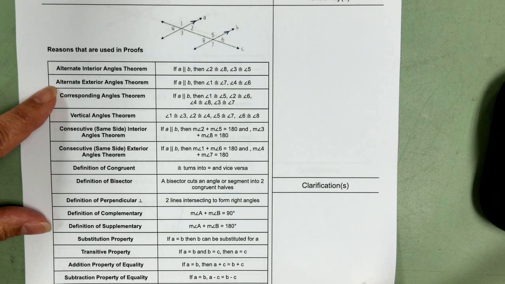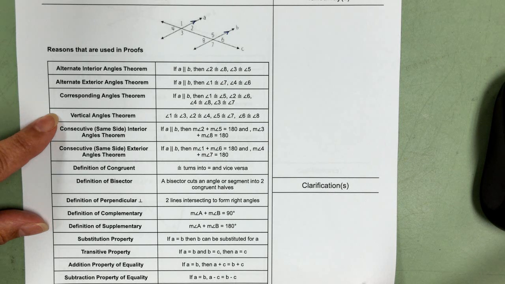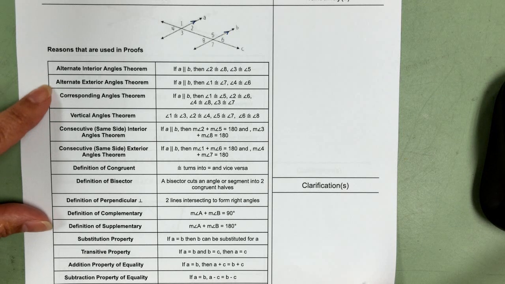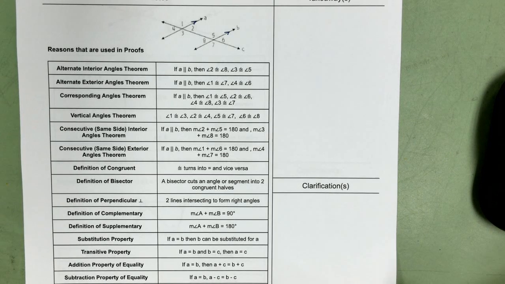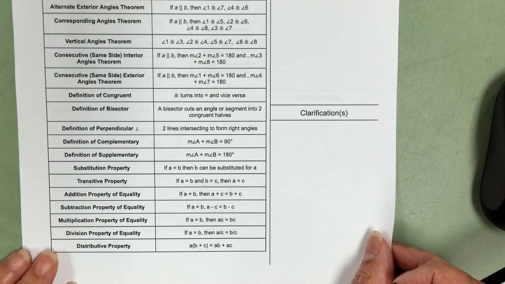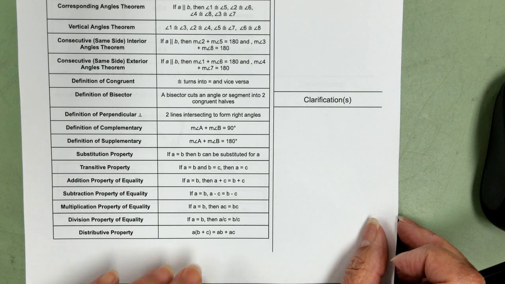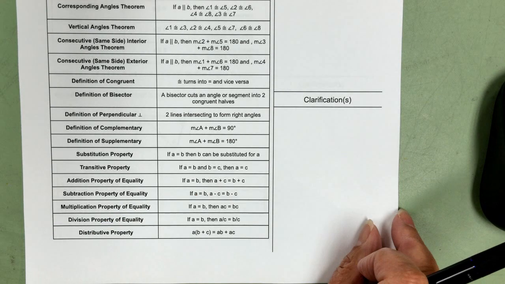So alternate interior, exterior, corresponding, and vertical, those are all showing congruency of angles. The top three in particular, if you can show that these pairs of angles are congruent, then you can also show that your lines are parallel, and we'll get to that later on. Following the theorems, we have some definitions and then properties, and these are going to allow us to complete the proofs in today's section and future sections.